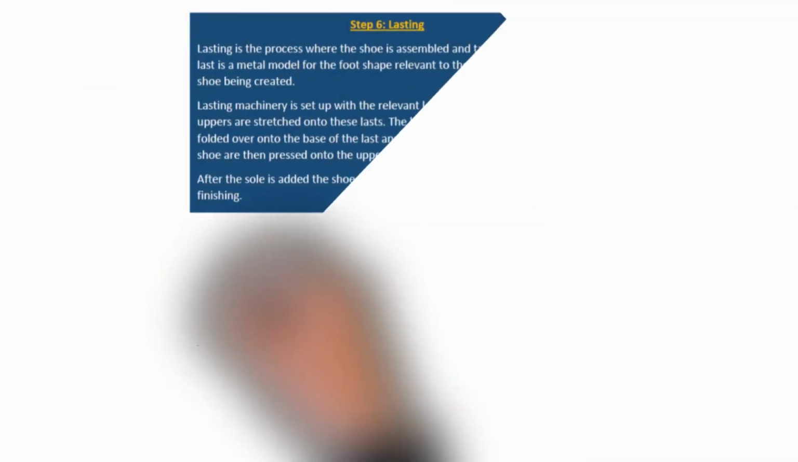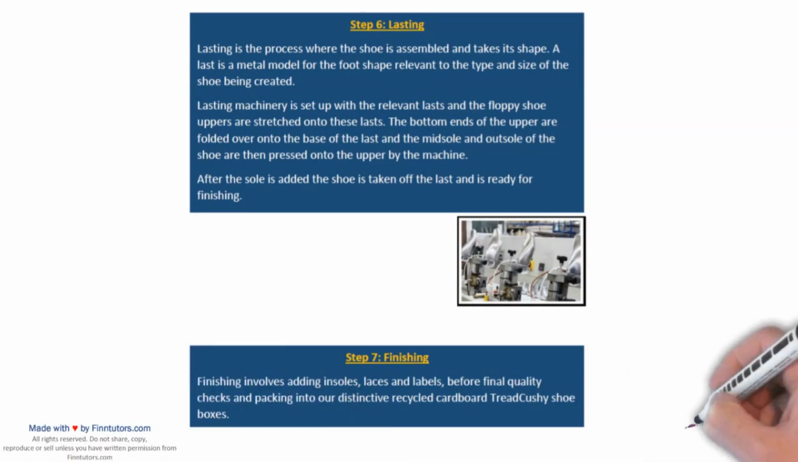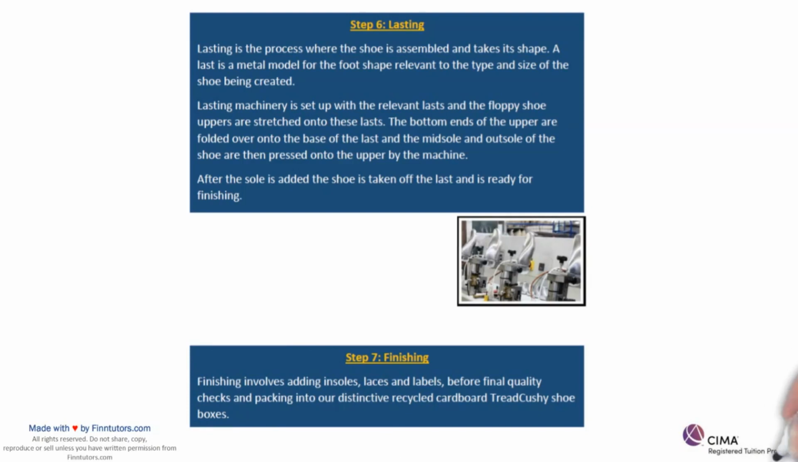Step number 6 is called the lasting process. Lasting is a process where the shoe is assembled and takes its shape. As you can see, the image down below showcases what the machine used over here looks like. A last is a metal model of the foot shape relevant to the type and size of the shoe being created. Lasting machinery is set up with relevant lasts, and floppy shoe uppers are stretched onto these lasts so it takes its shape.